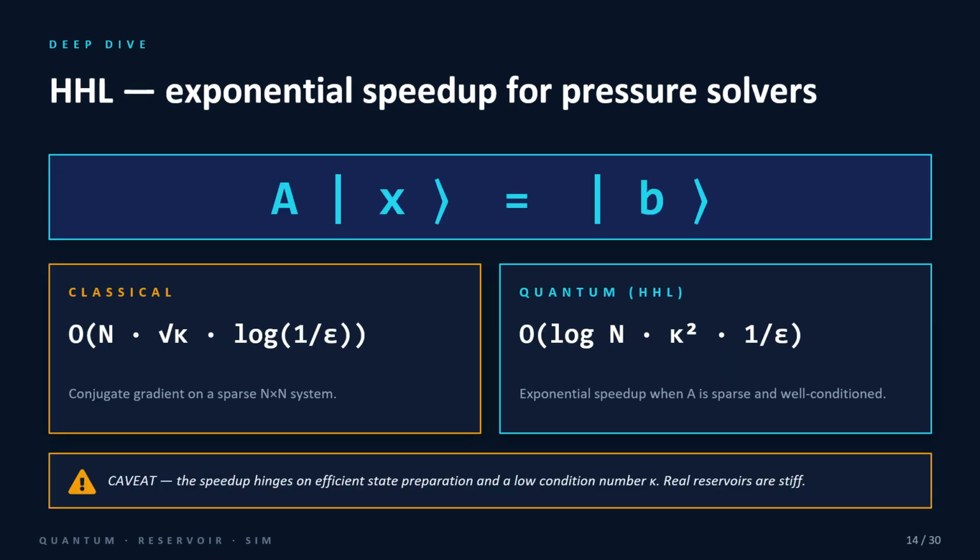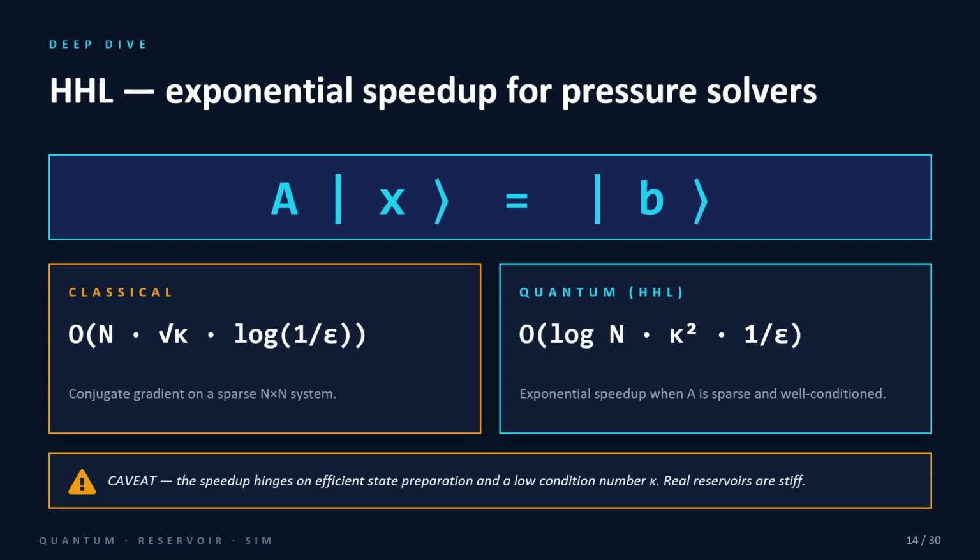Exponential speedup for pressure solvers. HHL is one of the most famous quantum algorithms for solving linear systems. In reservoir simulation, after discretization, many physical equations become large linear algebra problems. For example, pressure equations often require solving a system of the form A times X equals B. Classical solvers, such as conjugate gradient or multigrid methods, are very powerful, but they can become expensive for extremely large systems. HHL offers theoretical speedup under certain conditions, especially when the matrix is sparse and well-conditioned. In principle, it can scale logarithmically with the system size.